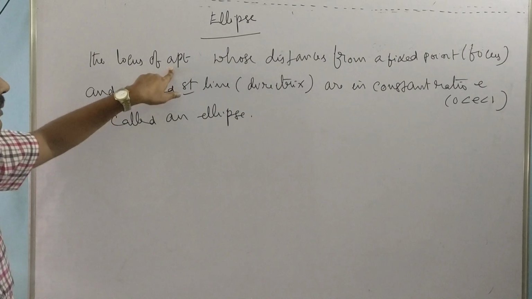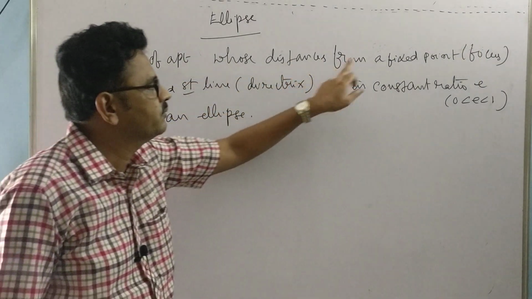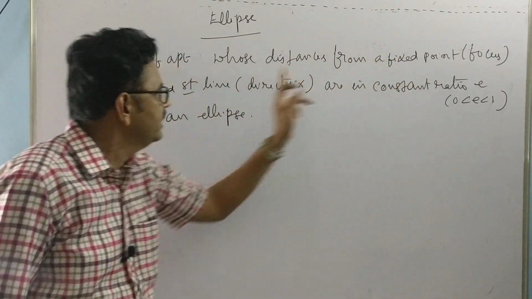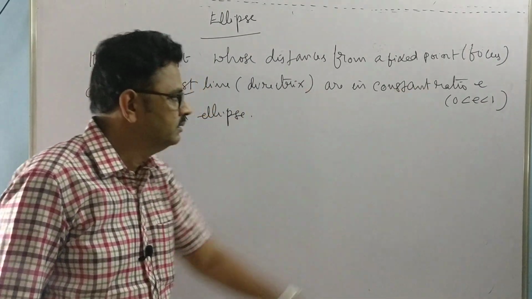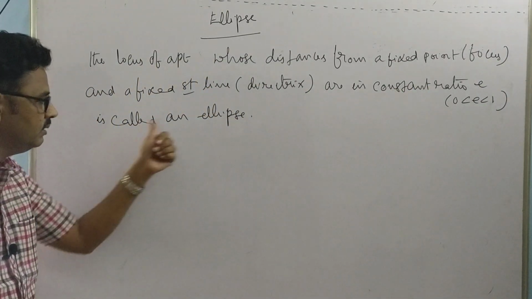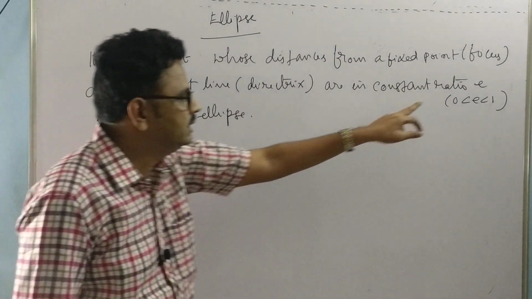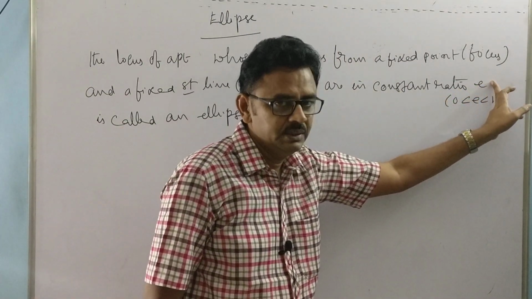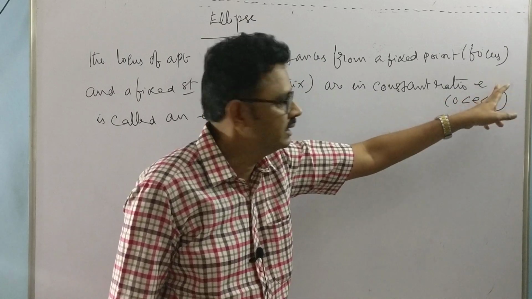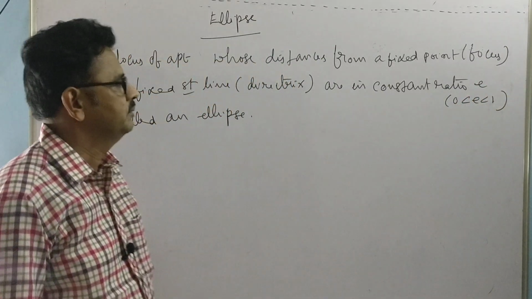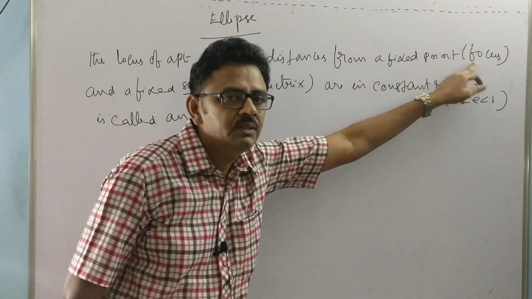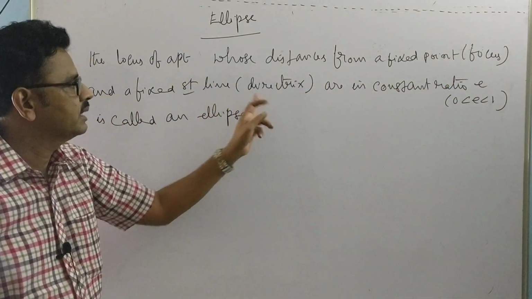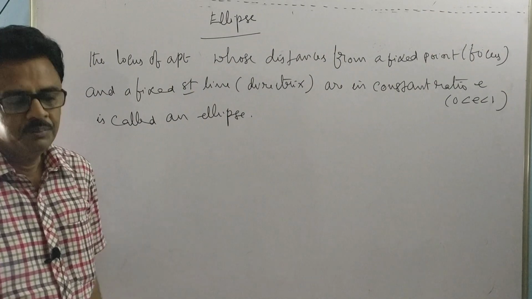The locus of a point whose distances from a fixed point and a fixed straight line are in constant ratio E is called an ellipse. E is called the eccentricity of the ellipse. The fixed point is called the focus and the fixed straight line is called the directrix of the ellipse.